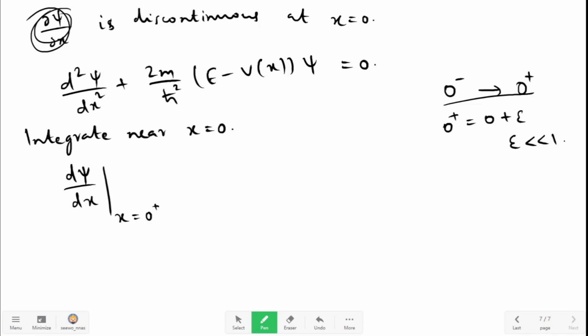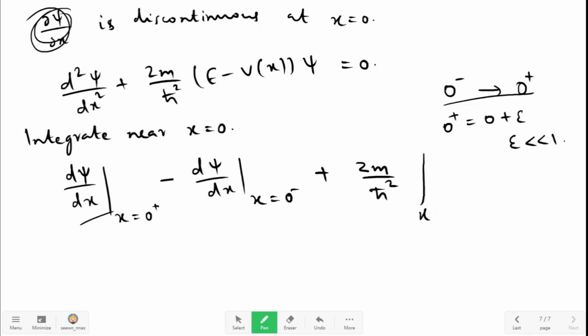So when we do this integration around x equal to 0 within the range 0 minus to 0 plus, we will get d psi by dx evaluated at x equal to 0 plus, minus d psi by dx evaluated at x equal to 0 minus, plus 2m upon h bar squared times the integral from x equal to 0 minus to x equal to 0 plus of e minus v of x. Now let's substitute v of x, which is v naught delta x, dx.